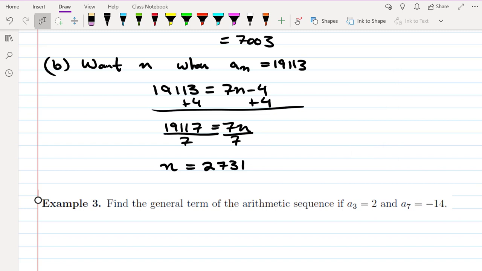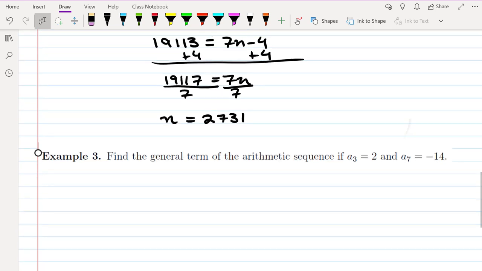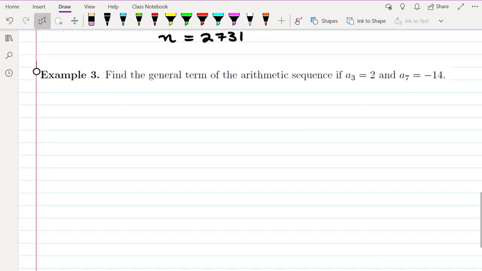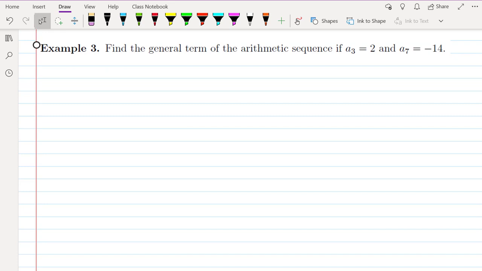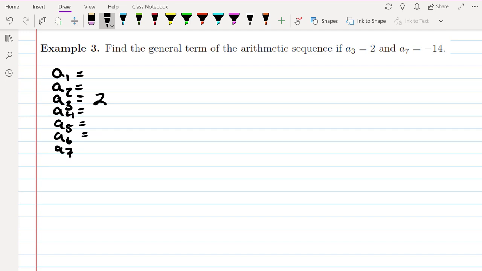Well, in all the previous examples, we were given the sequence as a list, so A1, A2, A3, A4, and all of the terms were next to each other in the sequence. Well, this time, we were given the third term, and we were given the seventh term. All right, well, let's write down what we know. We don't know A1, we don't know A2, we do know A3, which is 2. A4 we don't know, A5 we don't know, A6 we don't know, A7 we do know is negative 14.